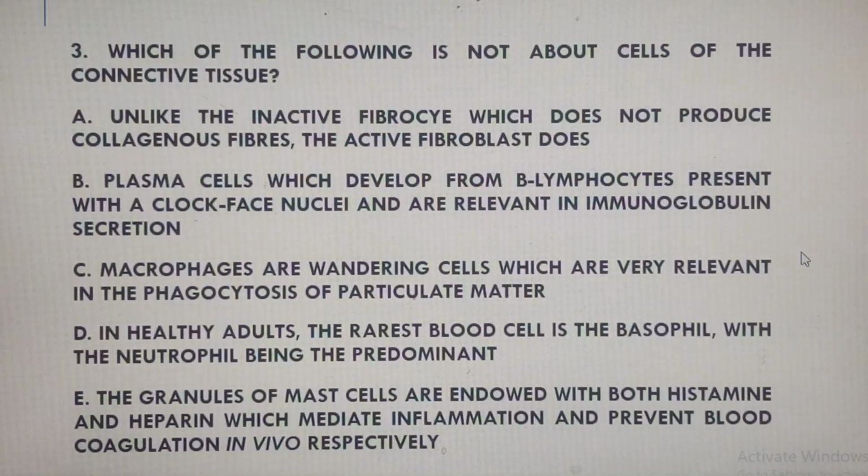So we go to question number 3, and question number 3 says, which of the following is not true about cells of connective tissue? Option A says, unlike the inactive fibrocyte, which does not produce collagenous fibers, the active fibroblast does. Now, this is where a lot of people get confused. Whenever you hear the word blast, it means forming.